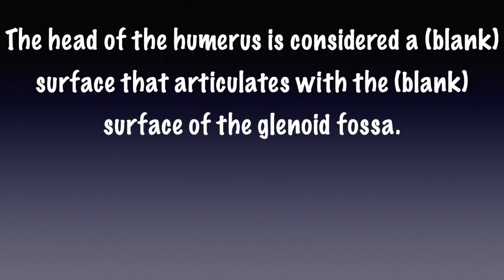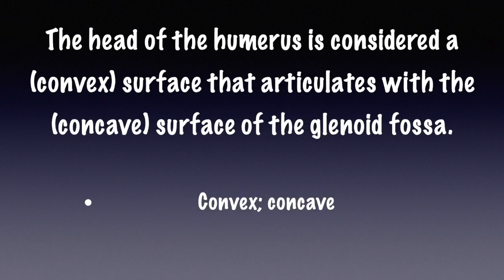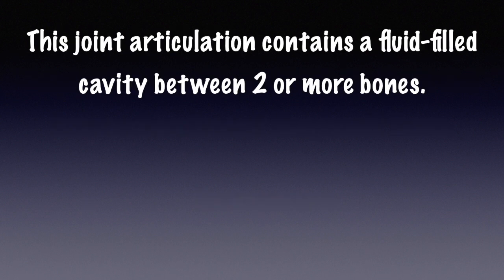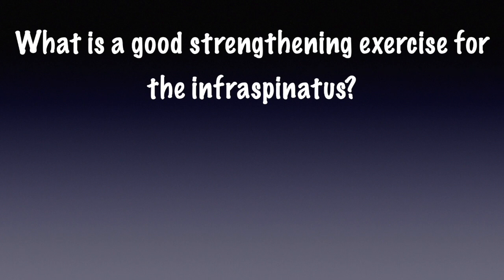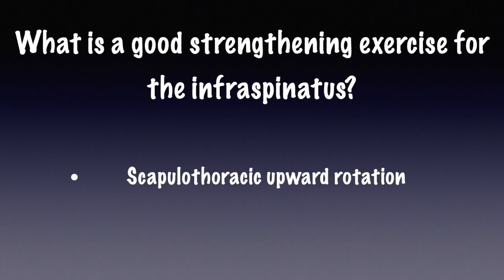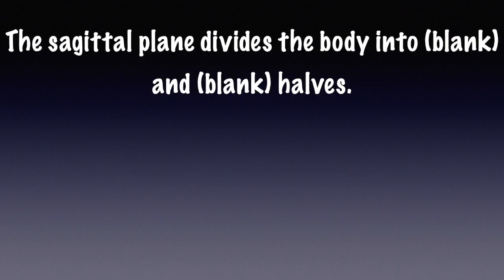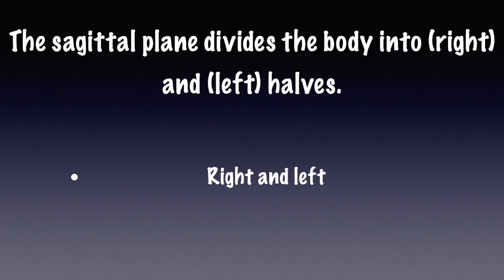The head of the humerus is considered a convex surface that articulates with the concave surface of the glenoid fossa. This joint articulation contains a fluid-filled cavity between two or more bones. Diarthrosis. What is a good strengthening exercise for the infraspinatus? Scapulothoracic upward rotation. The sagittal plane divides the body into right and left halves.